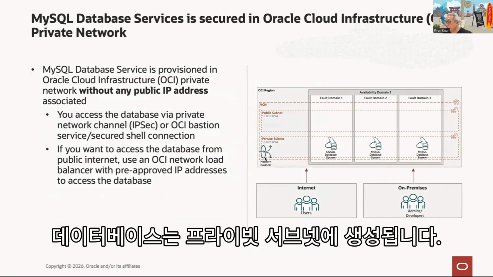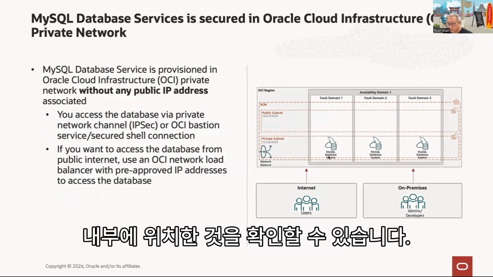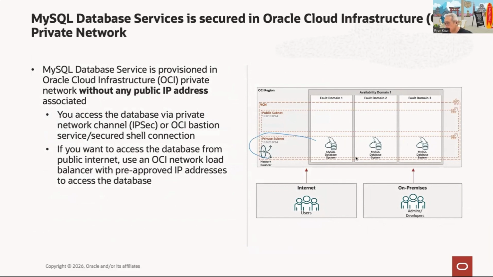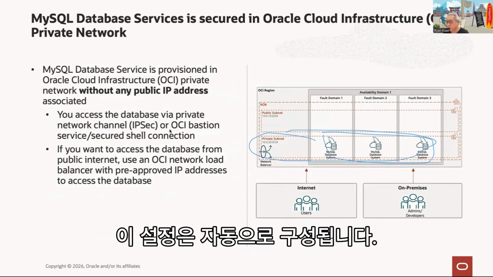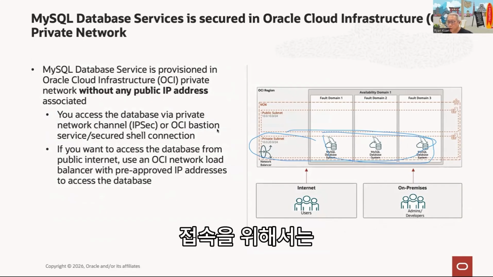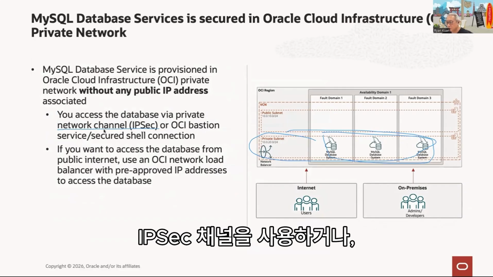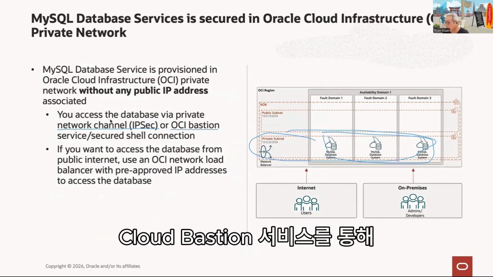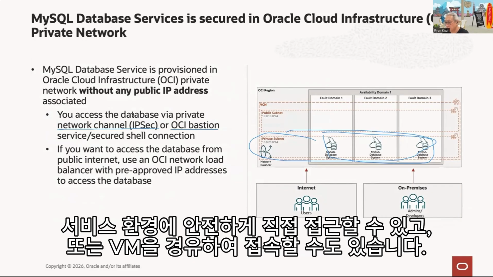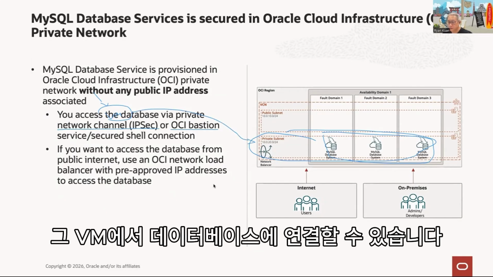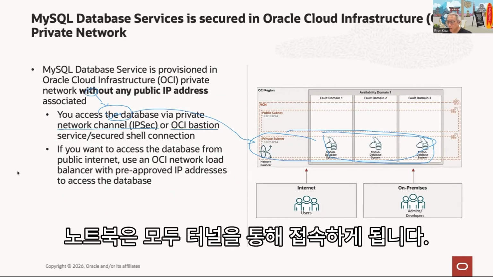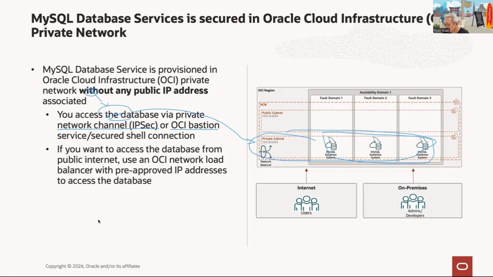So the database is created in the private subnet. So you can see that it's in the private subnet. And for HA, we have clusters created with 3 databases, and this is automatically configured for you. You need to have an IPsec channel, or you can use the cloud bastion service, or you can have a VM, just like me. I have a VM that connects to the database. So my application, my laptop, is all going through the tunnel.